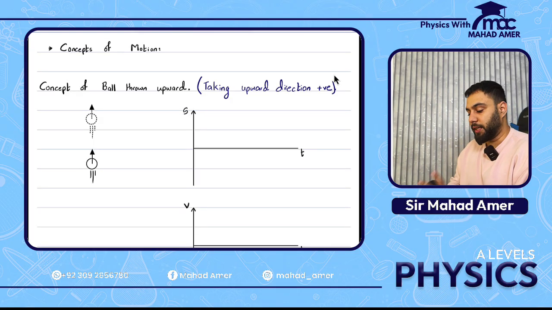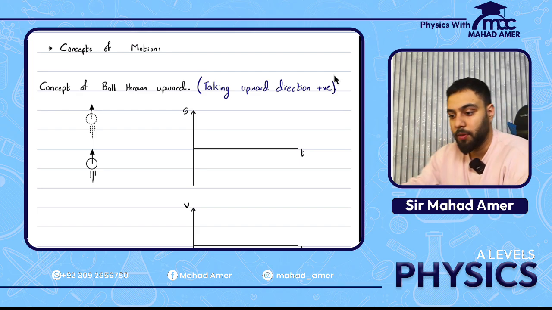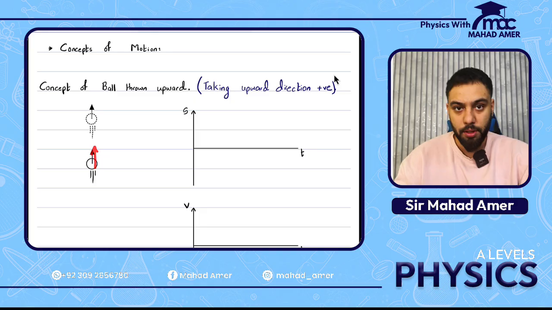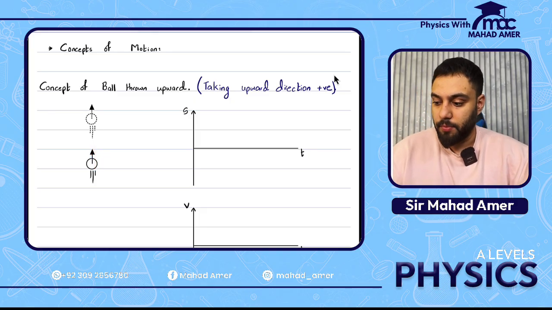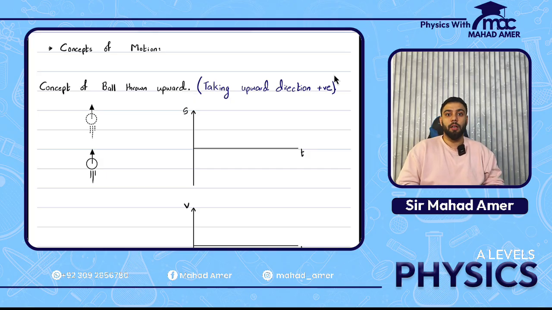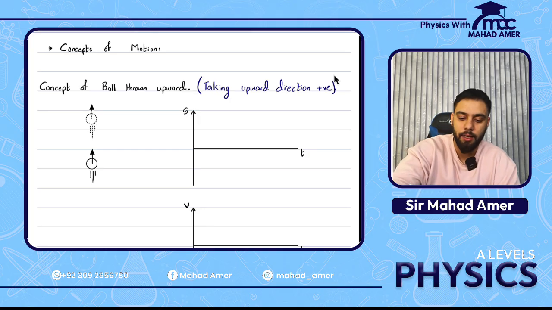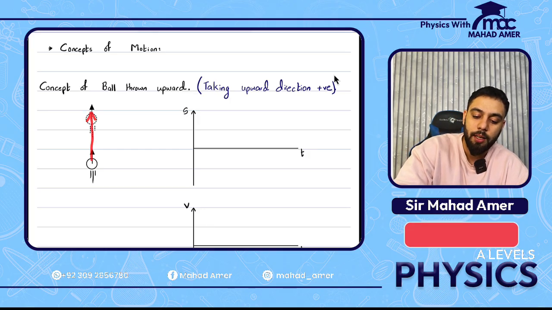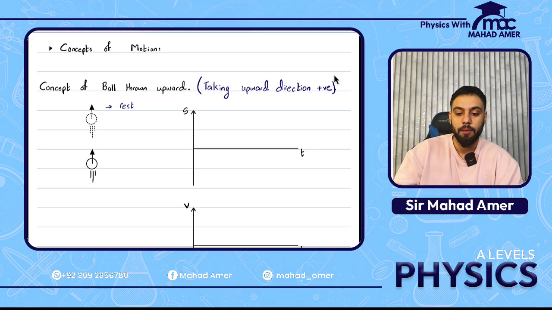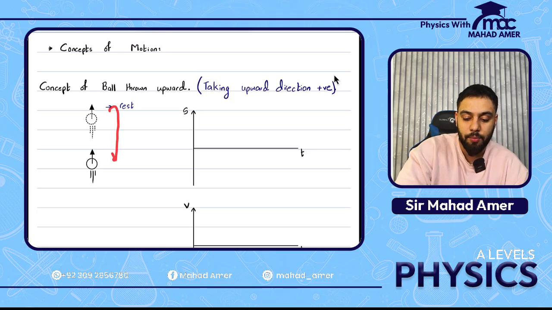Initially, in the first scenario, I'm going to throw the ball up. So I threw the ball up and then it came down. Initially, when I threw the ball up, it went up. At the maximum height, it gained a rest position and then it came down again.